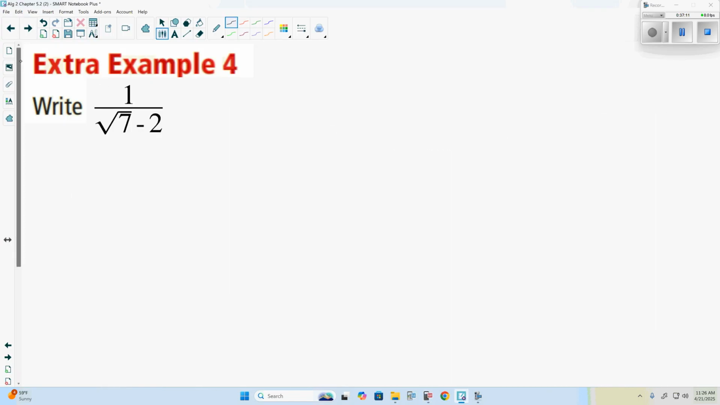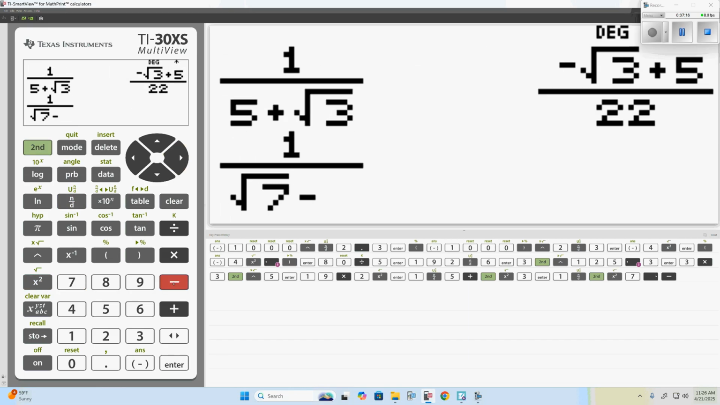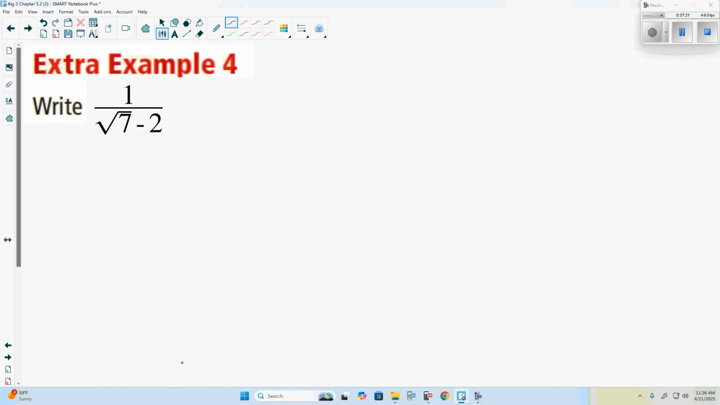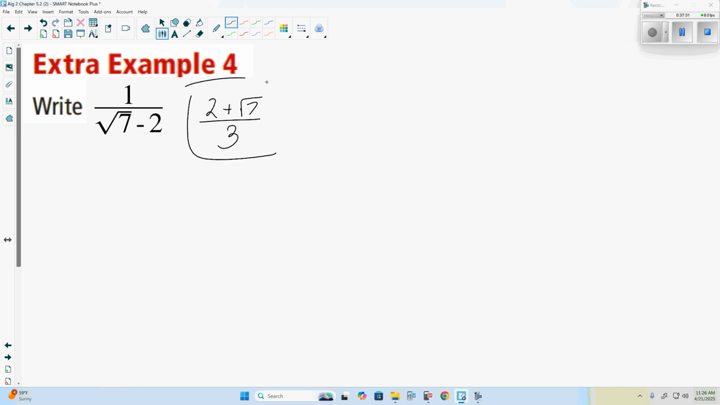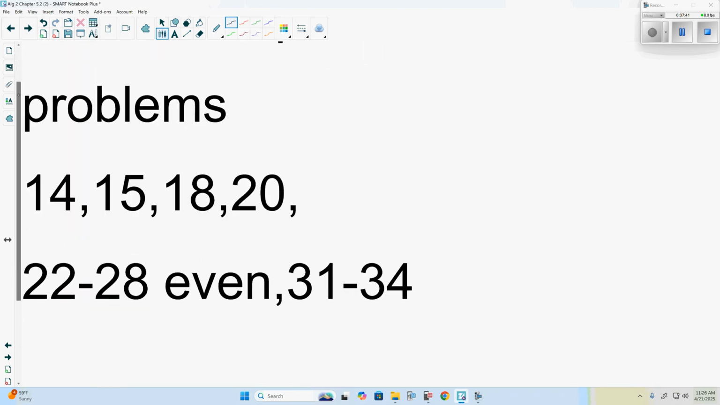One over the square root of 7 minus 2. Yep. Luckily for us, these all work in the calculator. But at least we know how to do these also. And that's it. Really.